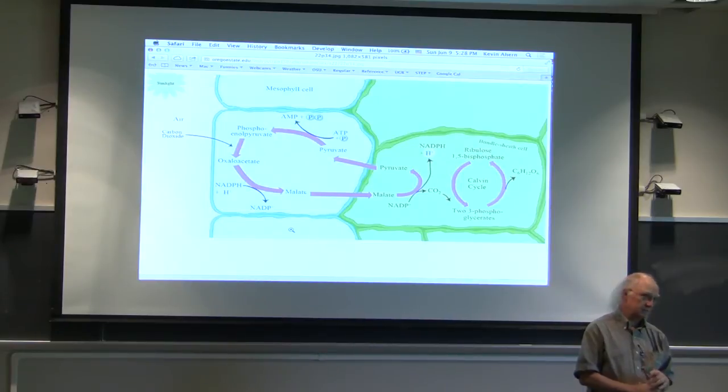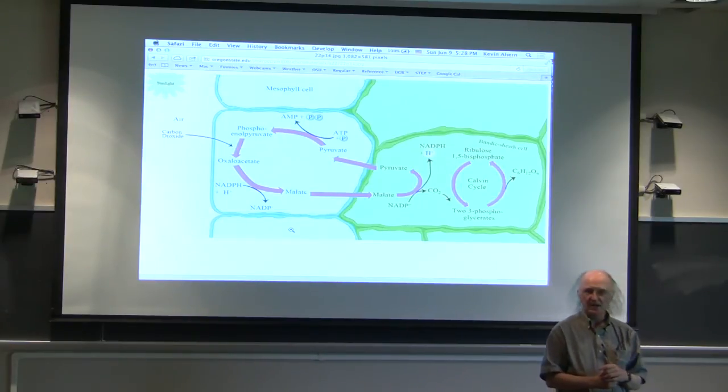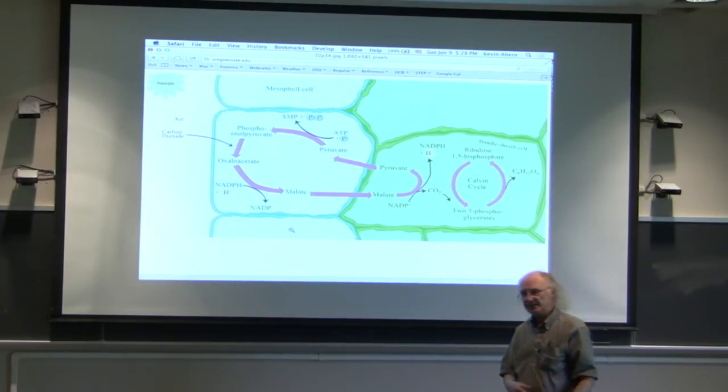It's not constantly going, no. So it will slow down as your proton gradient dissipates. Yes?